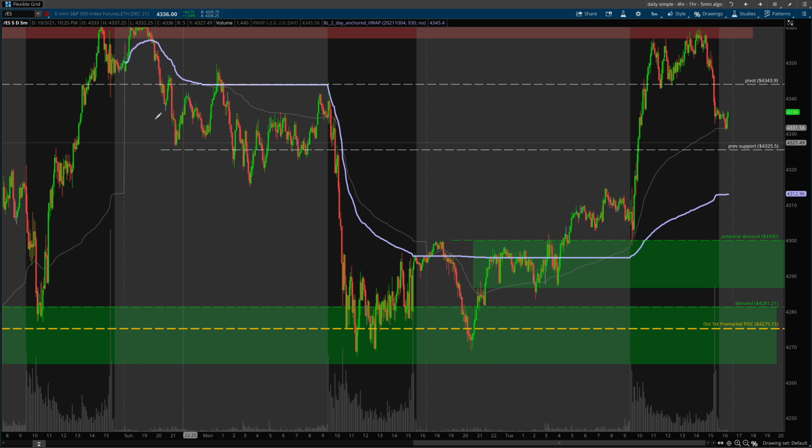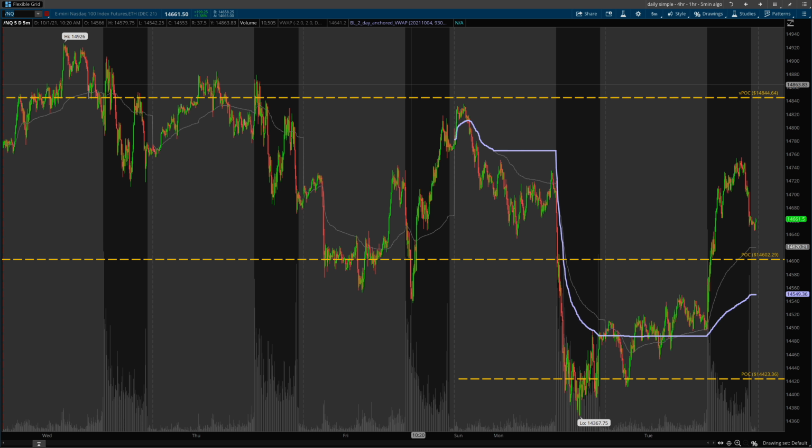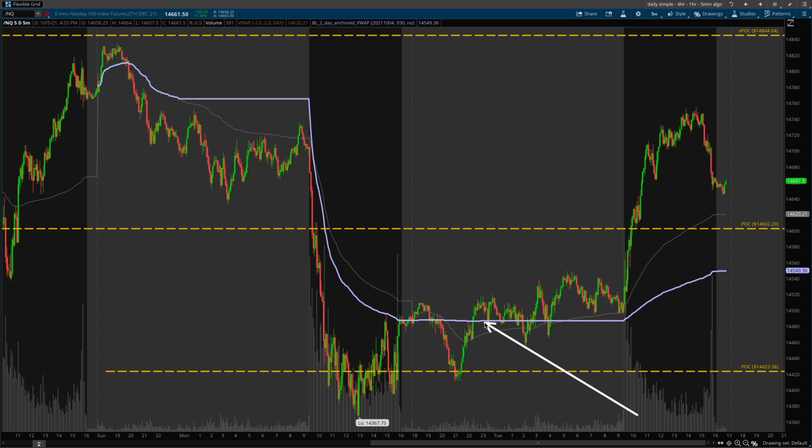And if we jump over to the NASDAQ real quick, we'll see a similar situation right here. Zooming in, here goes our 2-day anchored VWAP. You guys can see this one was even closer to this 2-day anchored VWAP, which is something that I really like to see.